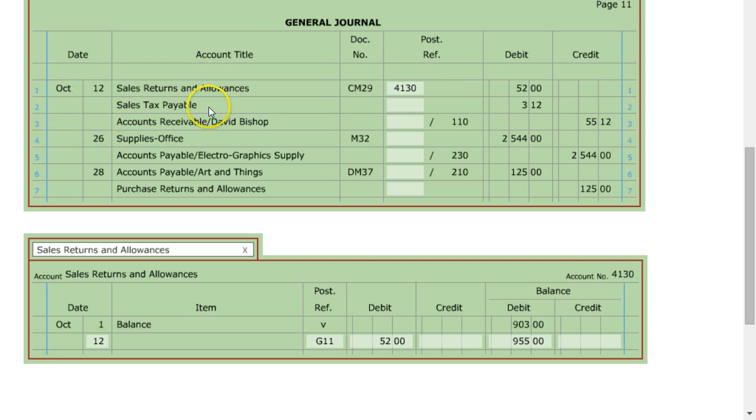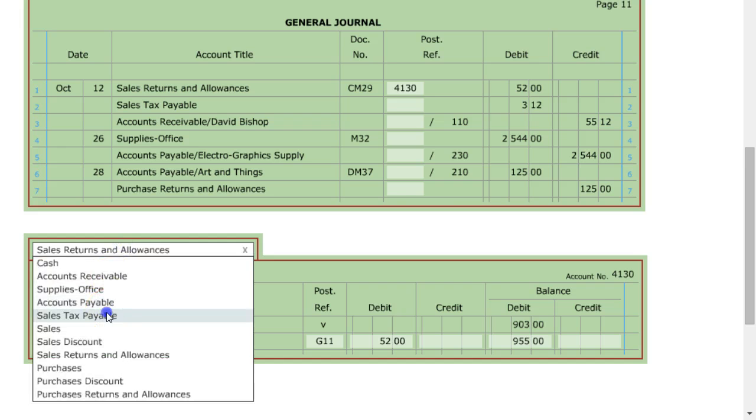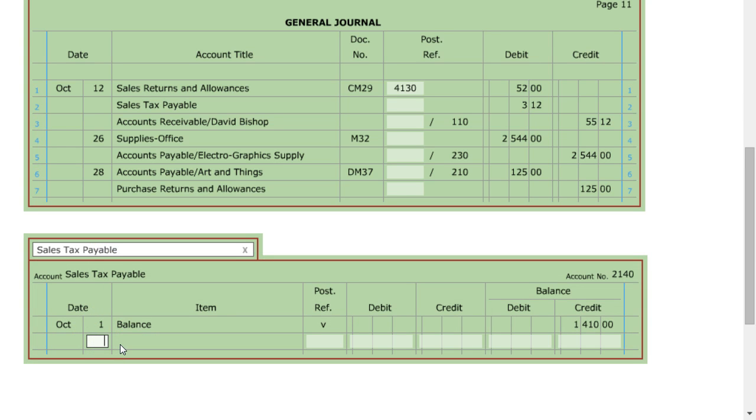All right, so you have sales tax payable, so you put down sales tax payable. You'll put down the 12th as well. You'll put down right here, general journal page 11. $3.12 has been debited. And as you subtract these two numbers right here, you should actually get $1406.88. Let me just change that real quick. All right, and then you're going to put down the number 2140.